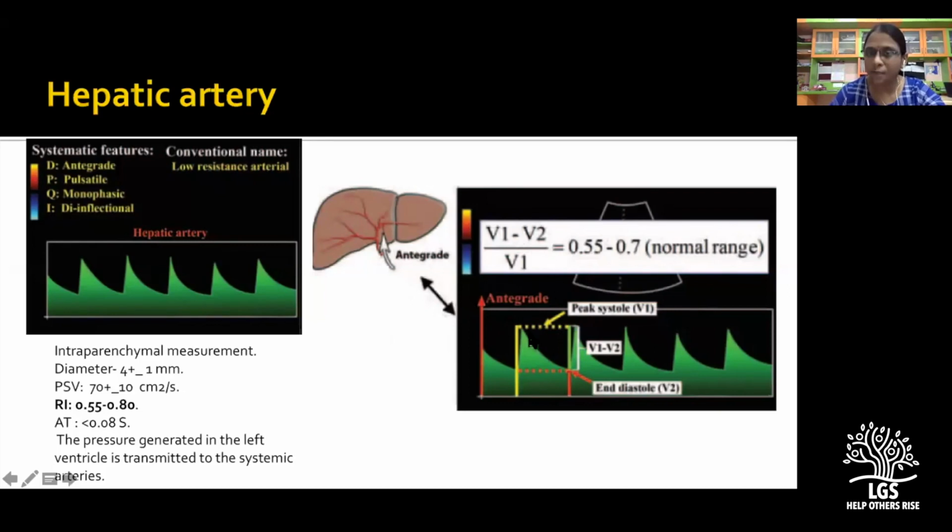And using this formula, that is peak systolic velocity minus end diastolic velocity divided by peak systolic velocity gives the RI. Normally, hepatic artery is a low resistance vessel because the flow has to be maintained throughout the cardiac cycle. And the normal RI of the hepatic artery is 0.55 to 0.70.